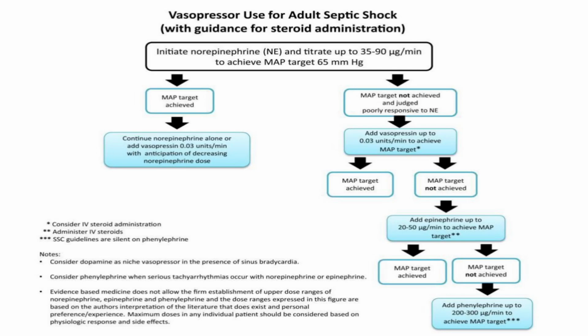If still the mean arterial pressure target is not achieved, then you can add epinephrine at a dose of 20 to 50 micrograms per minute. And if still it is not achieved, then phenylephrine can be added up to 200 to 300 microgram per minute. So this was all about sepsis and septic shock.